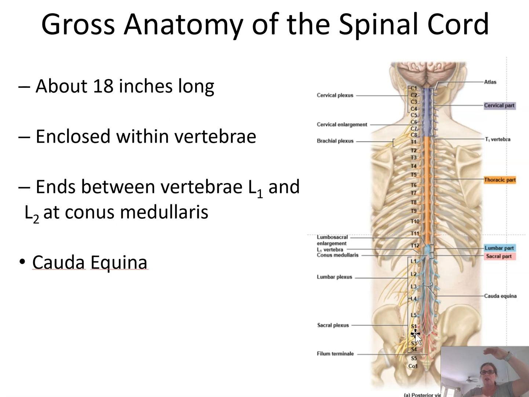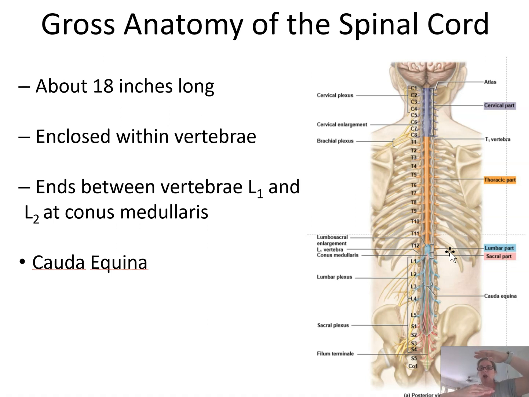So it's a thick cord-like structure, about 18 inches long, down to about L1, L2, which is right around your belly button. And then as you grow, it actually forms these nerve roots. So you might be wondering, what am I talking about? Well, basically, the spinal cord only grows until you're about 4 years old. So think about your size when you were 4, and if your cord was about this big.